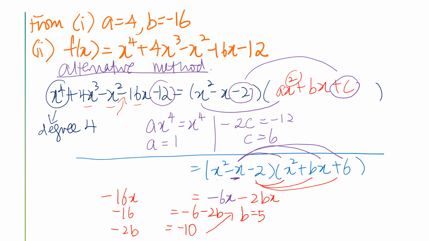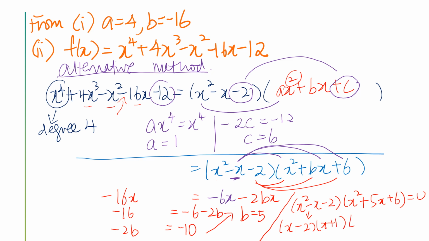Okay, so therefore, I'm going to put everything back again. So therefore, what you have is x squared minus x minus 2 times x squared plus 5x plus 6 equals 0. So if you factorize, you will get x minus 2, x plus 1, and x plus 3, x plus 2 equal to 0. Okay, so you apply the AB product rule, you solve it, you will get the same answer, which is what we got earlier on, x equals 2, negative 1, negative 3, or negative 2.